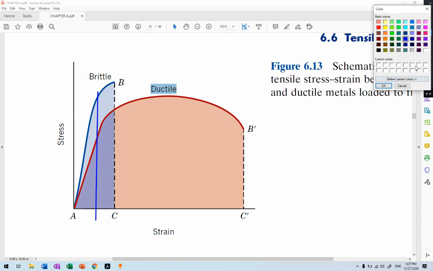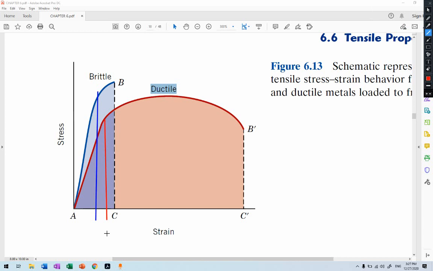However, for the red one, let's say this is the elastic. You have the elastic, but look at the plastic region. It's a lot. So you have a lot of room for deformation before failure.